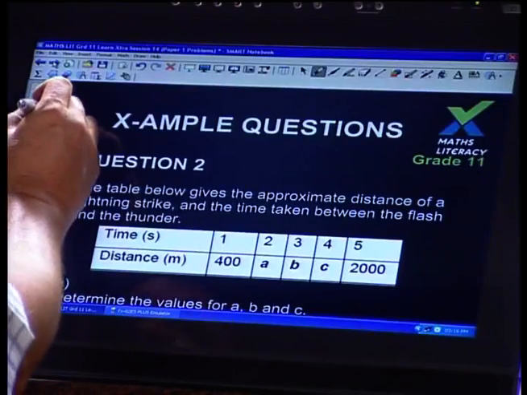And remember all these questions so far, what have we been doing? We've only been saying, can you do this? Can you do that? Do you know how to calculate mean? Do you know how to calculate a percentage? There's no huge problem that we've had so far. Just basic skills. Next one, question 2.